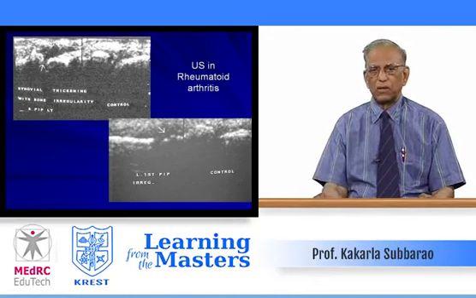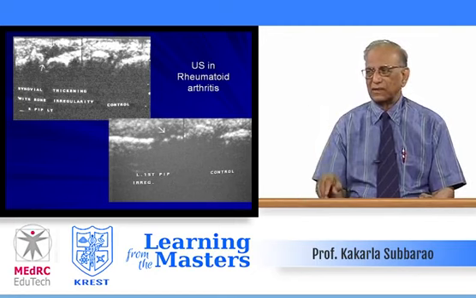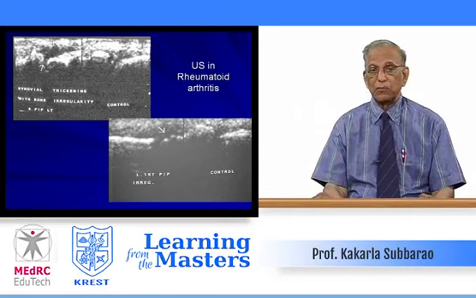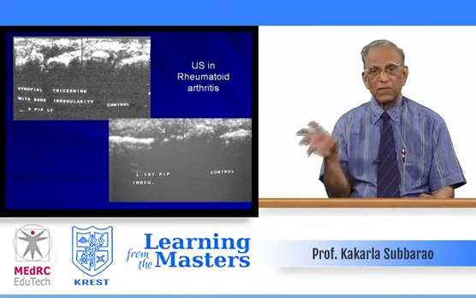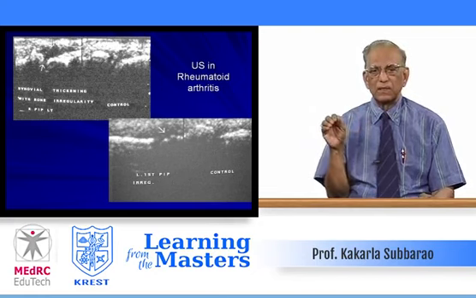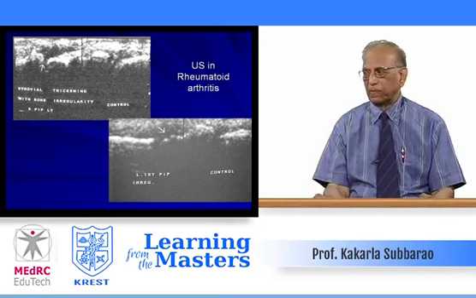For example, in rheumatoid arthritis, look at these pictures, you could see the synovial thickening by the irregularity. Earlier I mentioned acoustic impedance. So here we are talking about echoic areas, anechoic areas, hypoechoic areas, or mixed echoes. These are the terms that we use generally in ultrasonography.